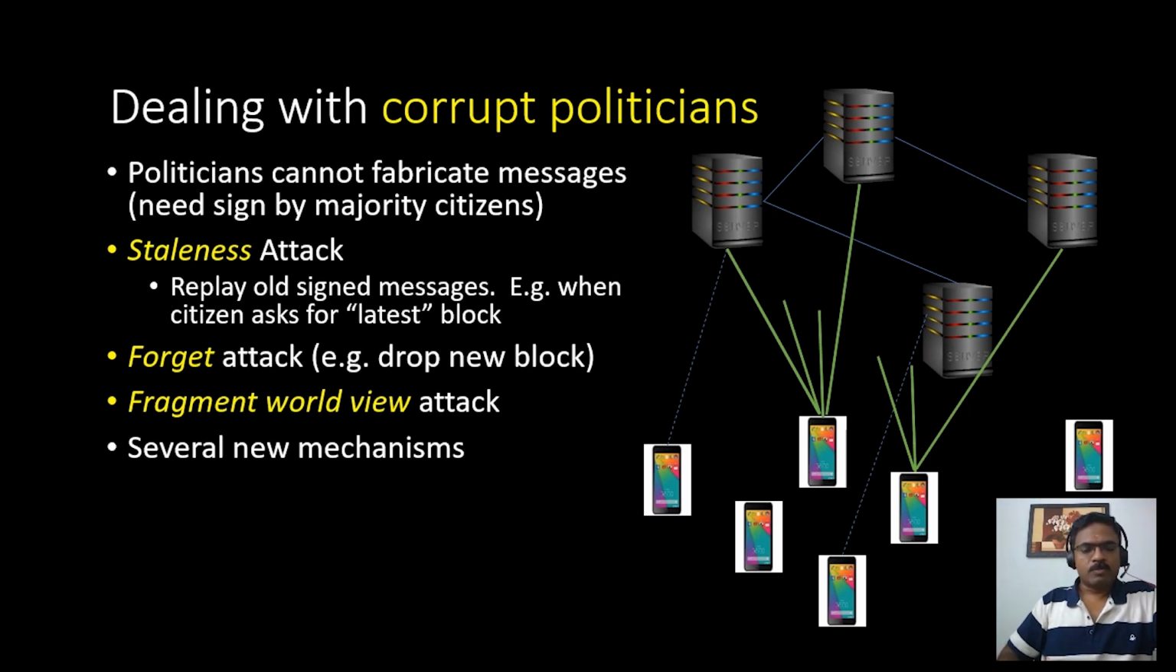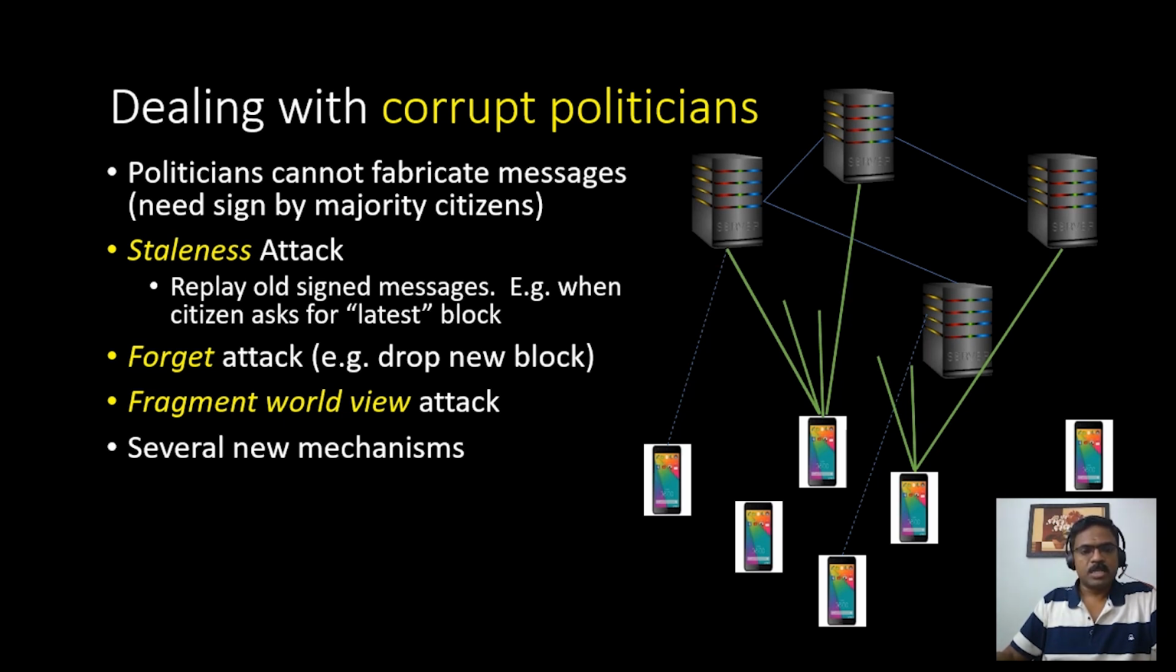One simplifying property is that, because we only trust messages signed by a majority of citizens, politicians cannot fabricate any messages. So this significantly diminishes their attack vector. I've listed a few examples of the kinds of attacks politicians can do. They can do a staleness attack. When a citizen asks for the latest block, they can return a previous block that was signed by a majority of citizens.